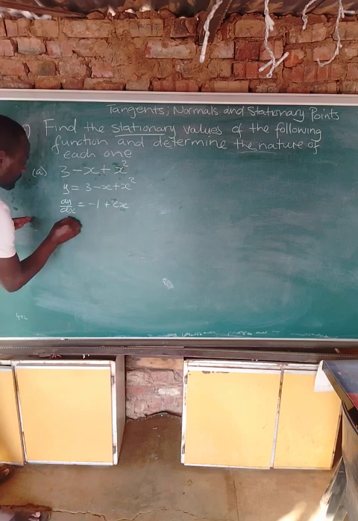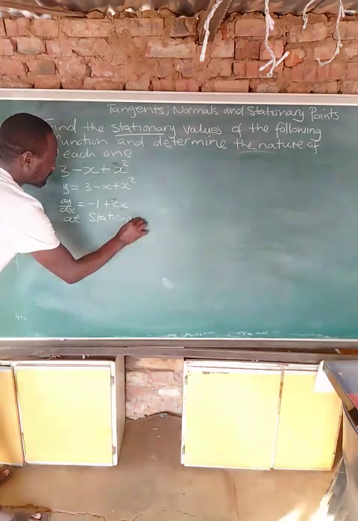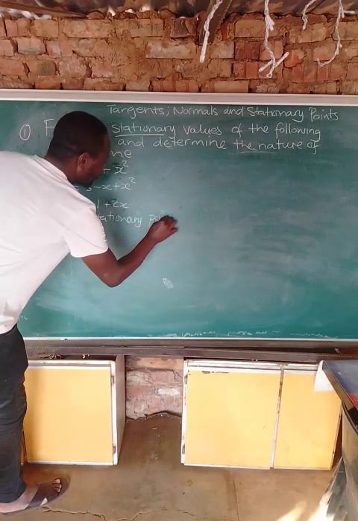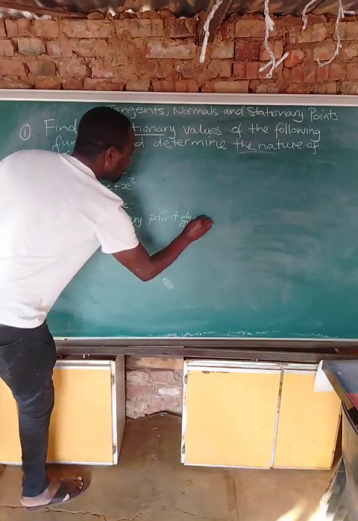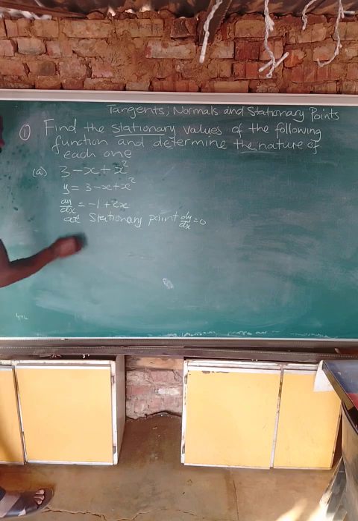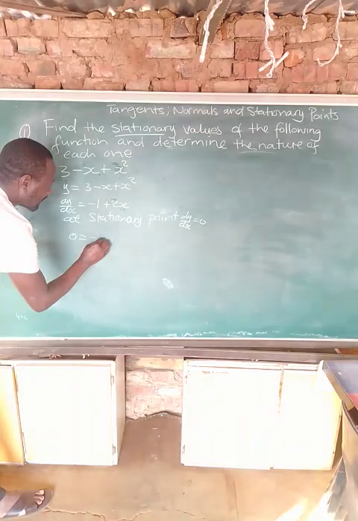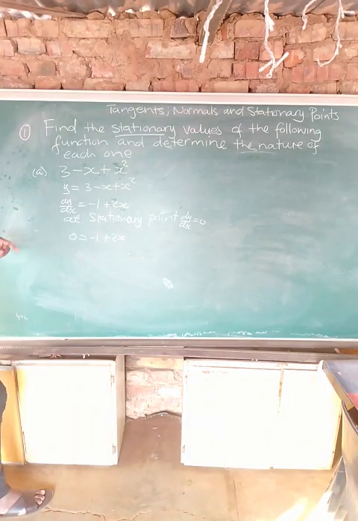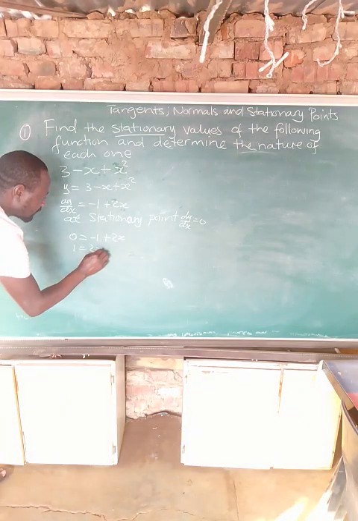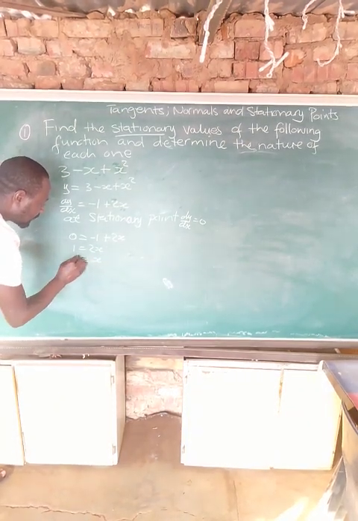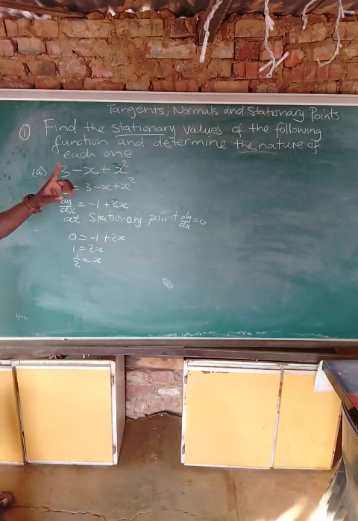At a stationary point, dy/dx is equal to 0. So what does it mean here? dy/dx is equal to 0 means 0 equals minus 1 plus 2x. So we take 1 this side, and we get 2x equals 1. Then x is equal to half. So we only have one turning point here.